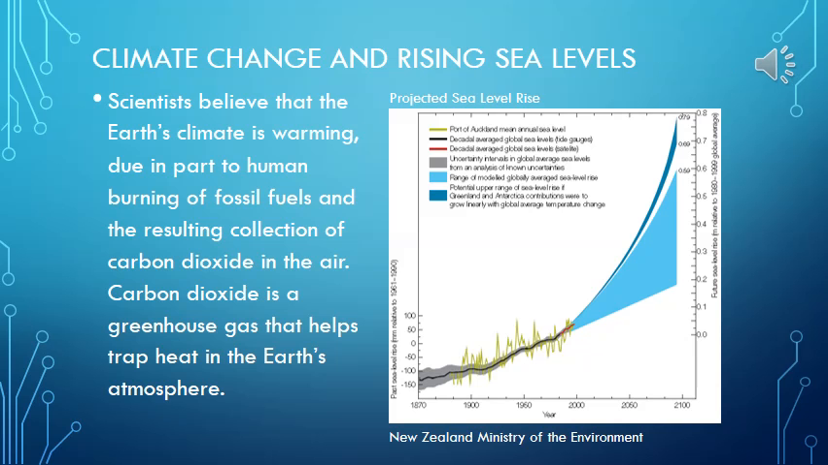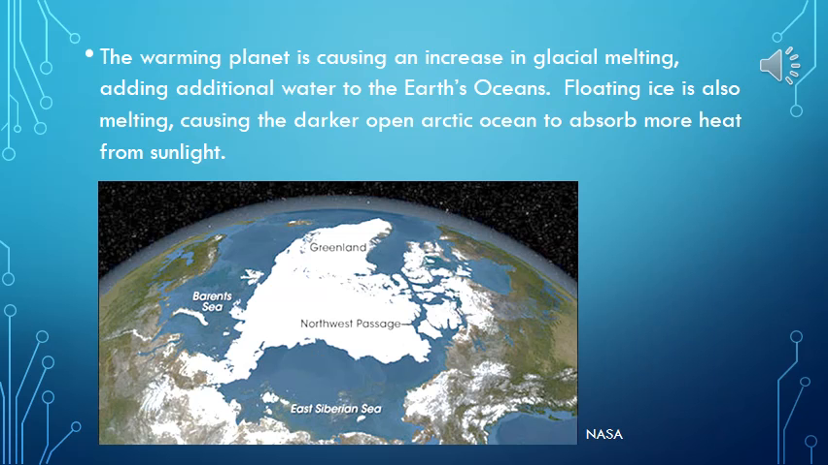Climate change and rising sea levels. Scientists believe that the Earth's climate is warming due in part to human burning of fossil fuels and the resulting collection of carbon dioxide in the air. Carbon dioxide is a greenhouse gas that helps trap heat in the Earth's atmosphere. The warming planet is causing an increase in glacial melting, adding additional water to the Earth's oceans.